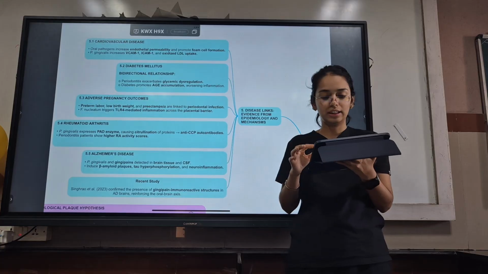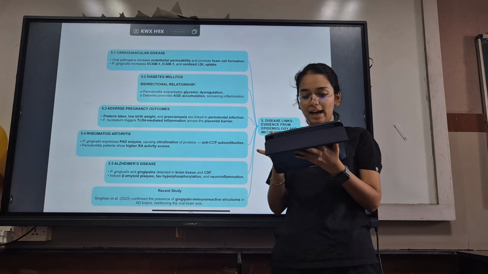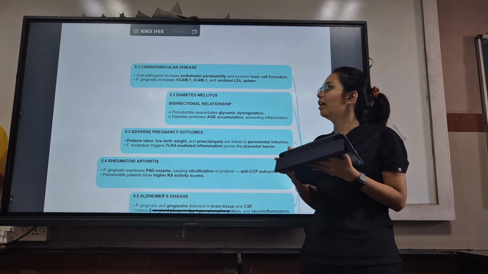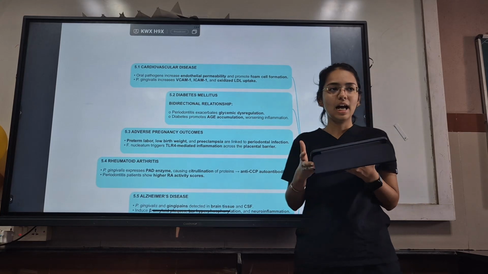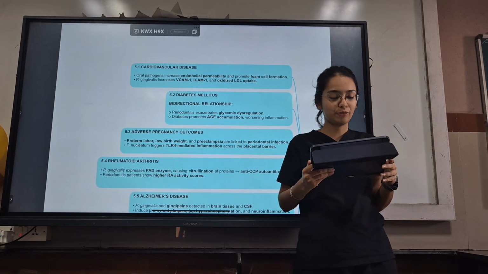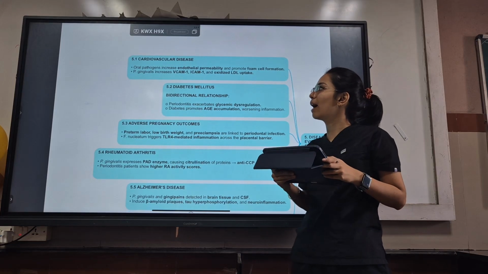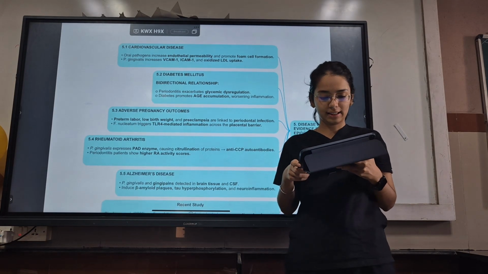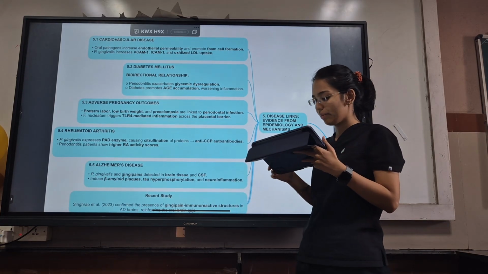Moving on to the disease links, the evidence from the epidemiology and mechanisms. First we'll look at cardiovascular disease, where oral pathogens increase endothelial permeability and also promote foam cell formation. Porphyromonas gingivalis increases VCAM1 and ICAM1 and oxidized LDL uptake by itself, leading to cardiovascular diseases.